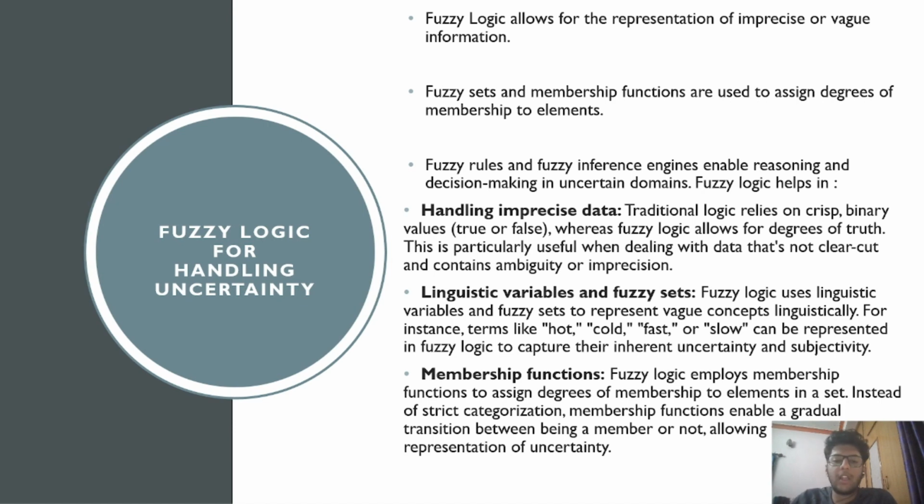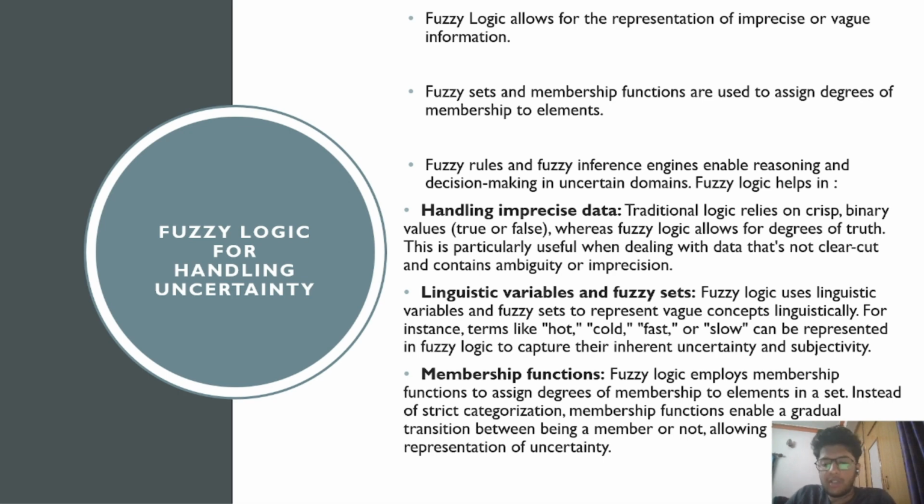So the second one being linguistic variables and fuzzy sets, and that is fuzzy logic uses linguistic variables and fuzzy sets to represent vague concepts linguistically. That is, for an instance, let us say hot, cold, fast, or slow can be represented in fuzzy logic to capture their inherent uncertainty and subjectivity.